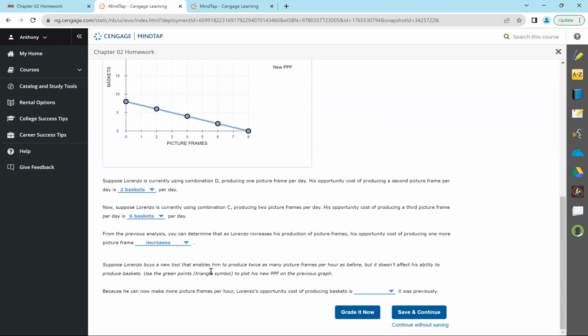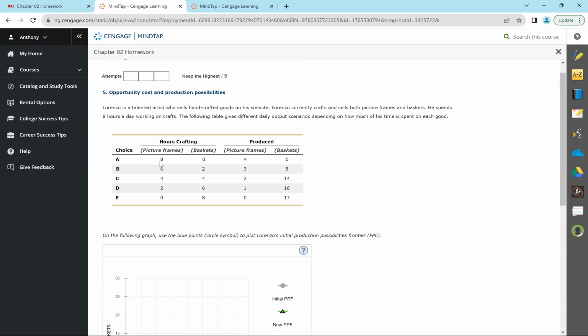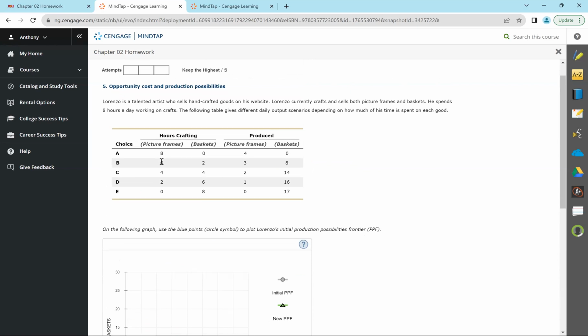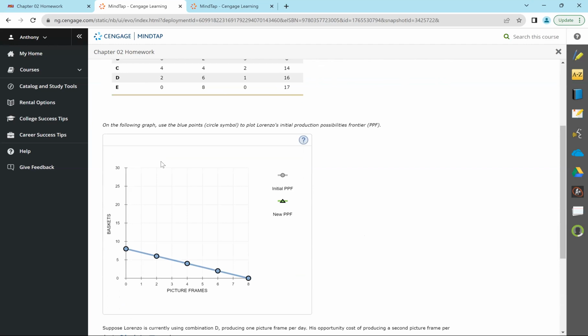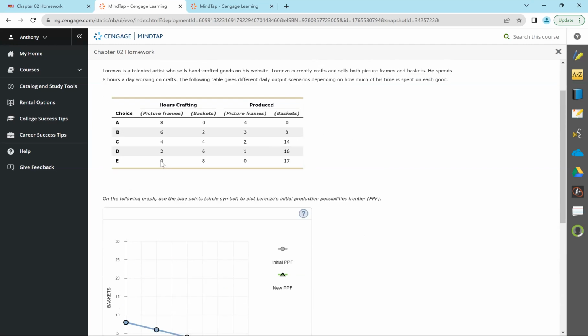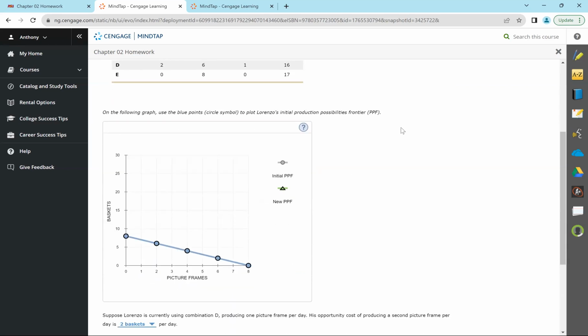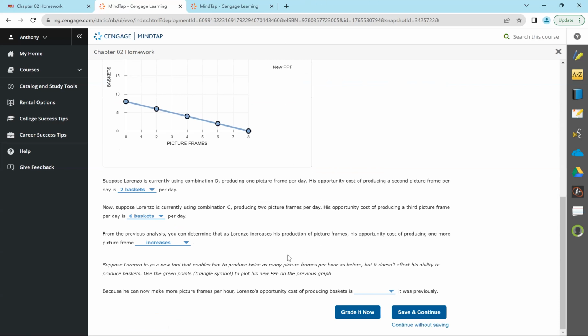Suppose Lorenzo buys a new tool that enables him to produce twice as many picture frames per hour as before, but it doesn't affect his ability to produce baskets. Okay, so all it does is increase his picture frames. So you're basically doubling the picture frames. You go back here. So instead of being 8 picture frames, it's now 16. I don't know. Why isn't that on there? Did I graph the wrong thing?